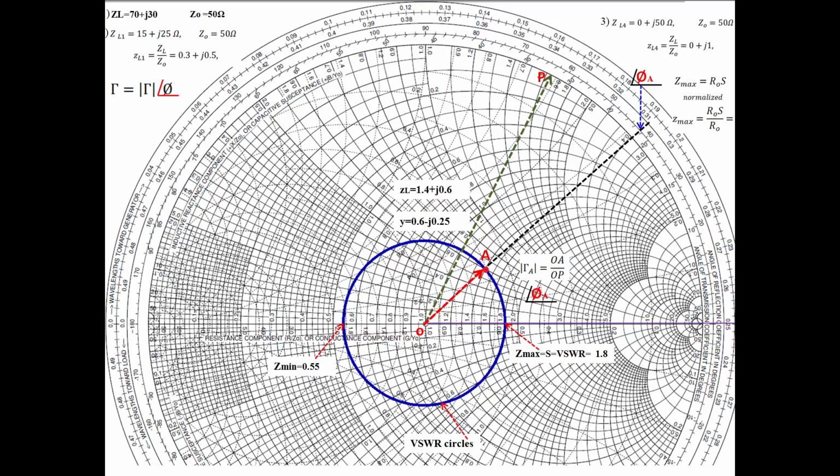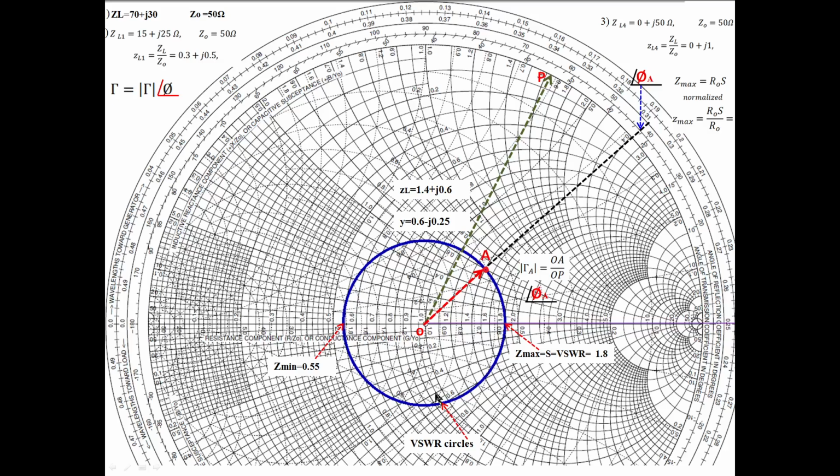We mark it on the Smith chart. This is the point A. Draw the VSWR circle. This is the VSWR circle. To find the VSWR value for this particular load, what we have to do is, from the load point, move over the VSWR circle. See, like this, move over the VSWR circle. That means in the clockwise direction.